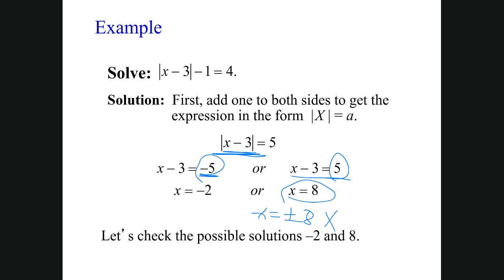And then you have to solve for each x from here. So you add 3 on both sides, and this will be positive 2 on one side. You add 3 on both sides, and this will be 8. Okay.